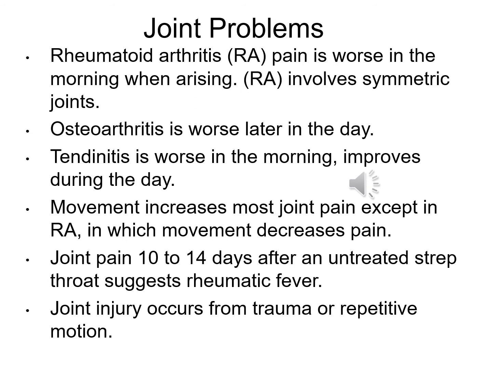I added this slide in here. This is important just because a lot of people get rheumatoid arthritis and osteoarthritis confused, or they might not understand them completely. So rheumatoid arthritis is worse in the morning when the patient wakes up. It involves both joints. Osteoarthritis is worse later in the day. So they might wake up fine, but they start to have pain later on in the day.